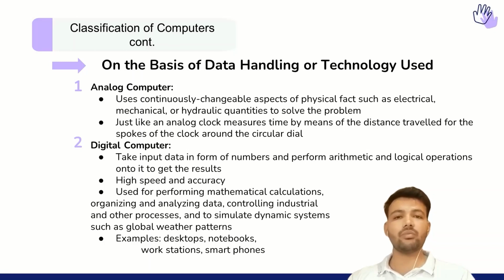Next is digital computer. It takes data in the form of numbers and performs arithmetic and logical operations on it to get the results. High speed and accuracy is the characteristic of digital computers, and they are used for performing mathematical calculations, organizing and analyzing data, controlling industrial and other processes, and to simulate dynamic systems such as global weather patterns. और डिजिटल के एग्जांपल्स हैं जैसे डेस्कटॉप, नोटबुक्स, वर्क स्टेशन, स्मार्टफोन.